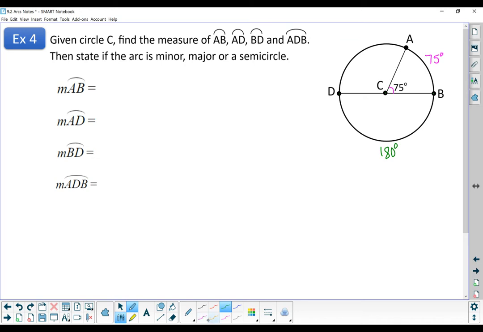And we have one more arc that's not labeled from A to D. You can figure that one out several ways, but one way is to think about this upper half of the circle has to add up to 180. So to figure out from A to D, we can do 180 minus 75, and that gives us 105 degrees.